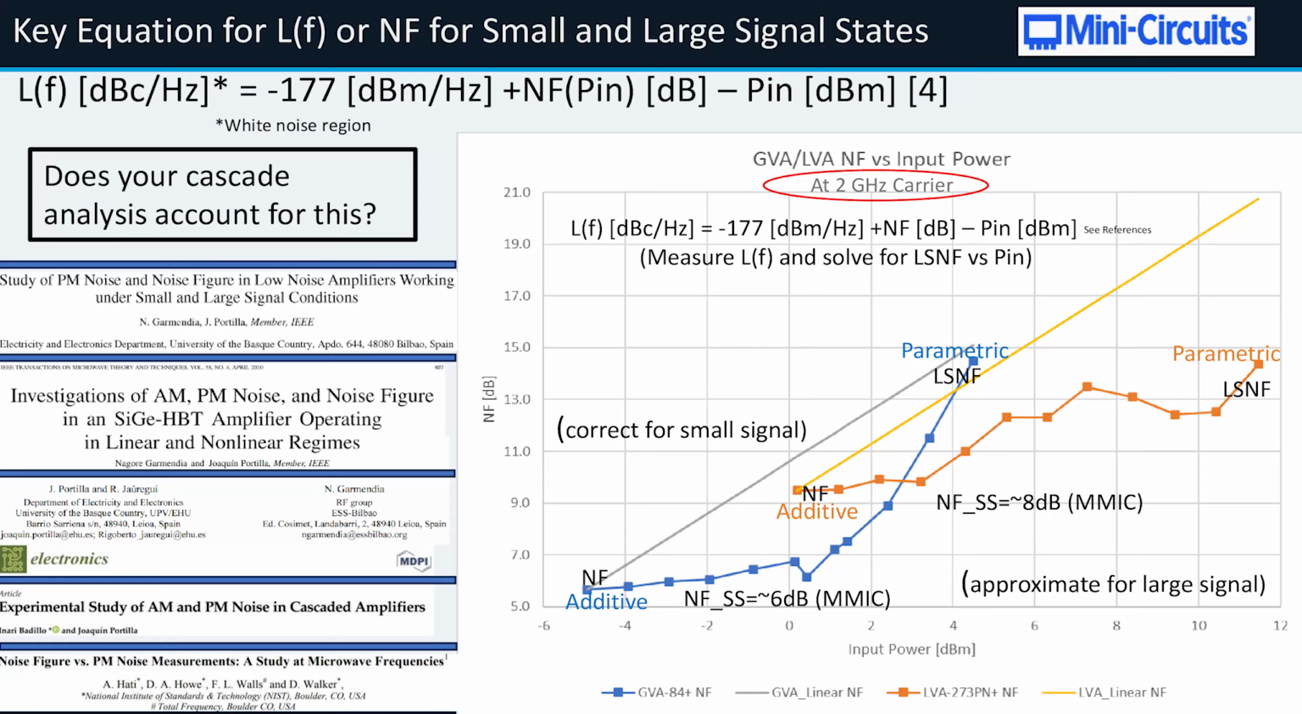You may want to take that into account in your cascade analysis, because it's not the small signal. If you're driving in these regions, your noise figure is changing. That in and of itself is something to take note of, because it will compromise your cascade analysis results. This one, you go past about here, look at this. That slope is much greater than 1 dB per dB, which means my noise is increasing faster than my power.